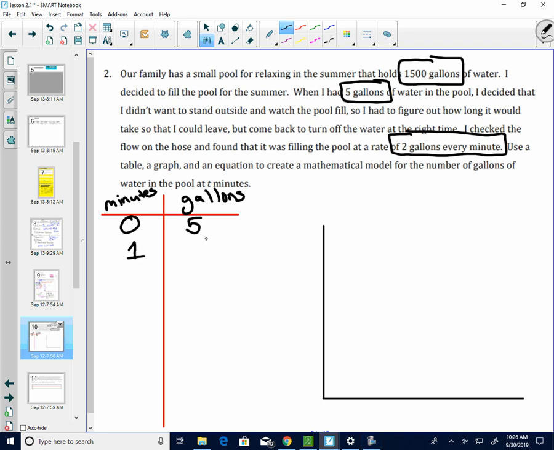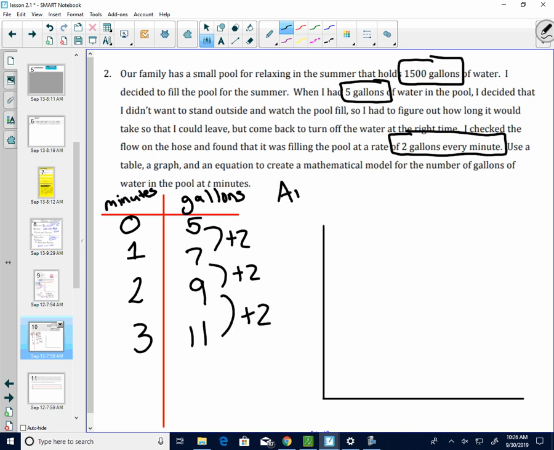So after 1 minute, she now is going to add 2 gallons. And so now she has 7 gallons in the pool. 2 minutes, she's adding 2 more gallons. And there's 9 gallons in the pool. And we keep going on. So we see that we're adding 2 every time. So that makes this an arithmetic sequence, which makes this a linear function.